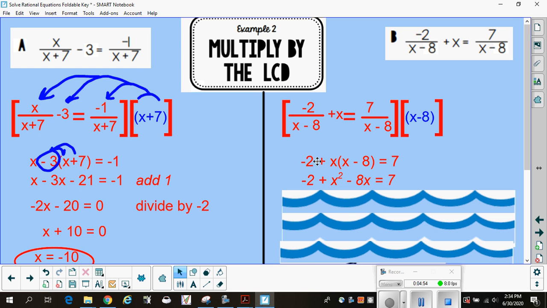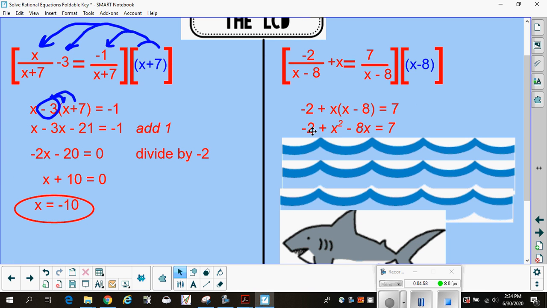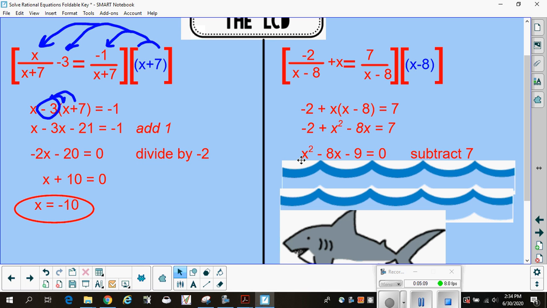Now, this is going to be a quadratic, so I'm going to need to get everything onto the left-hand side and set the whole equation equal to 0. So I'm going to subtract the 7, and I'm also going to move the x squared up front. I'm going to put it in standard form. So x squared minus the 8x, and then the negative 2 minus 7 is where I got the negative 9, equals 0. I'm going to factor this.